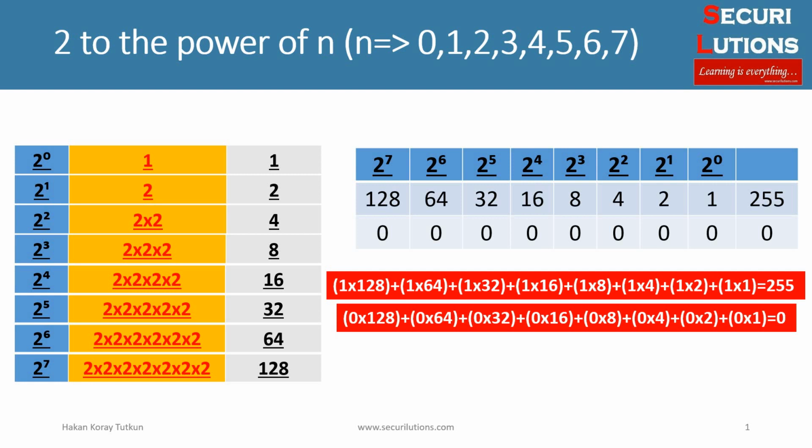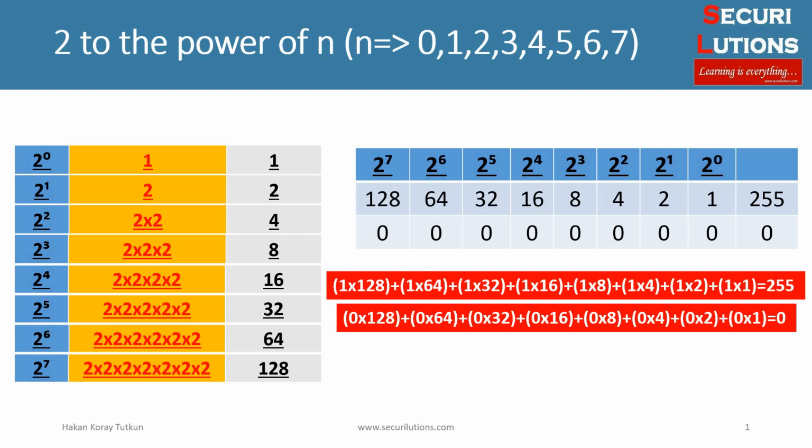2 to the power of 0 is equal to 1, 2 to the power of 1 is equal to 2, 2 to the power of 2 is equal to 4, 2 to the power of 3 is equal to 8, 2 to the power of 4 is equal to 16, 2 to the power of 5 is equal to 32, 2 to the power of 6 is equal to 64, 2 to the power of 7 is equal to 128.